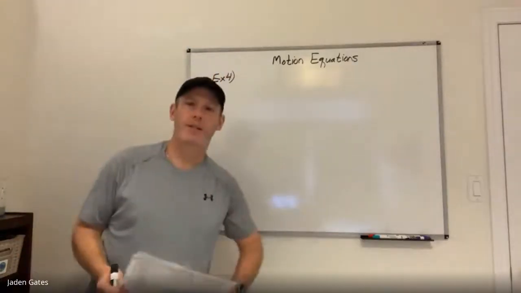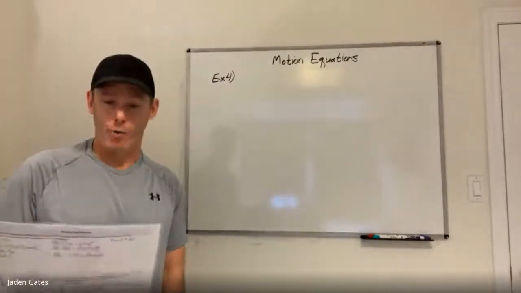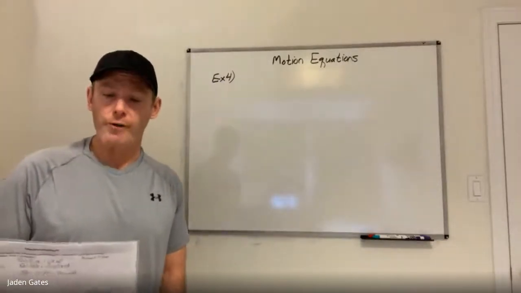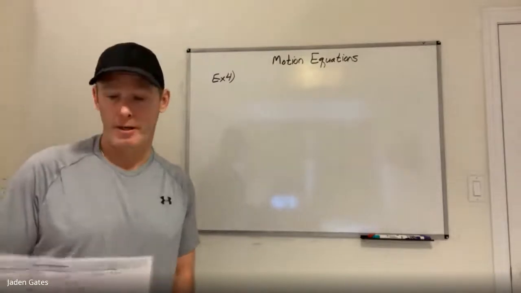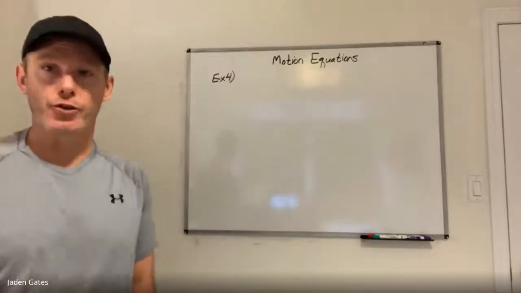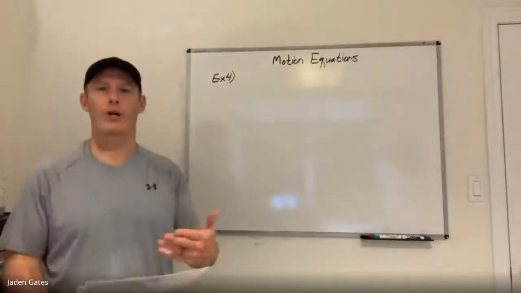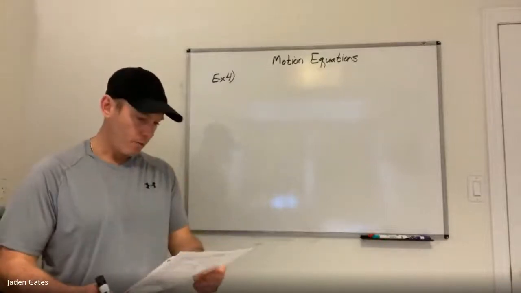A sailboat accelerates at a rate of 0.25 meters per second squared south to reach a velocity of 6 meters per second south over a distance of 40 meters. What was the initial velocity of the sailboat? Again, I read the question, going through it line by line, word by word.